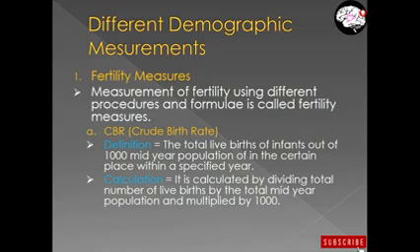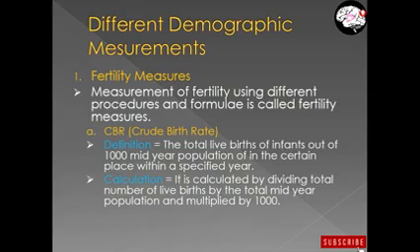Last time we talked about different demographic measurements: fertility measures, mortality measures, migration measures, and other measures. Among them, today we will read about fertility measures. Under that, we will read about CBR, crude birth rate.